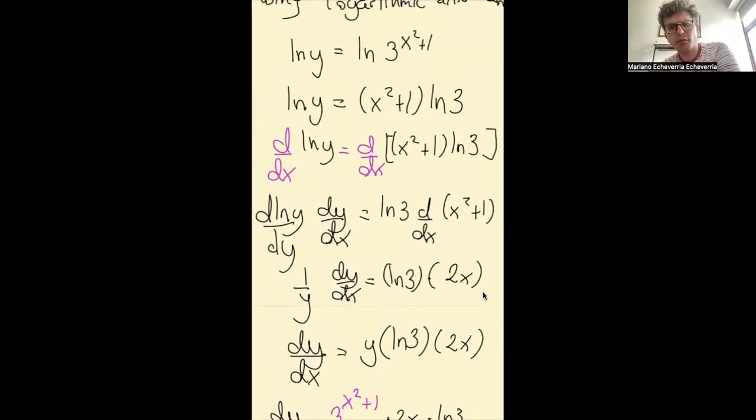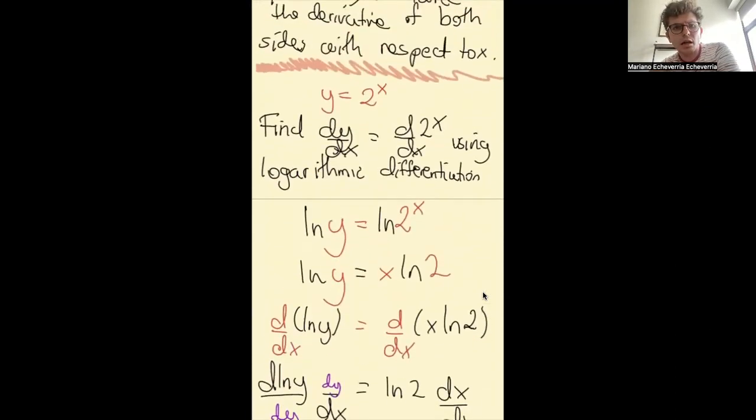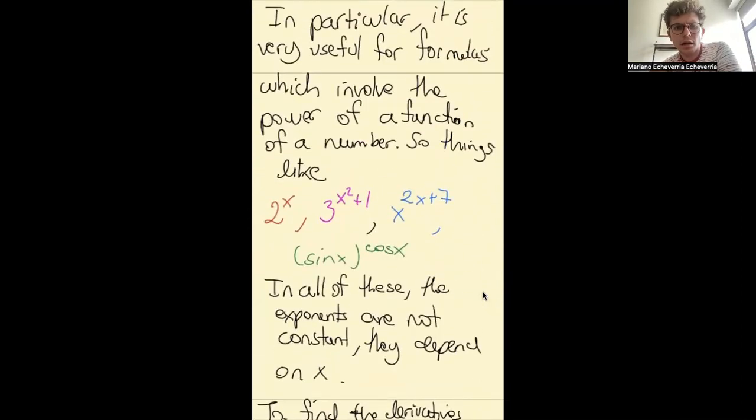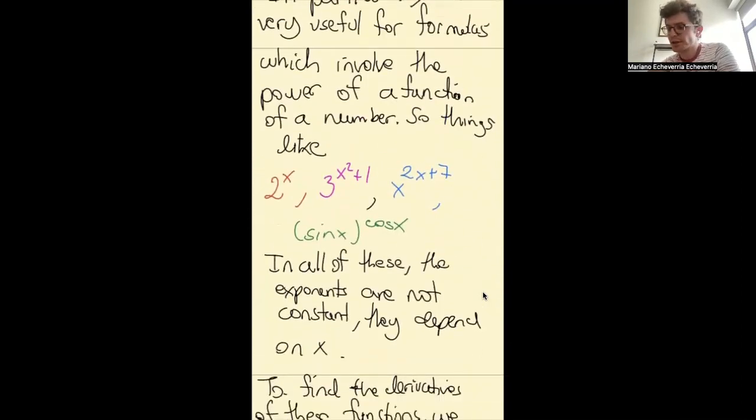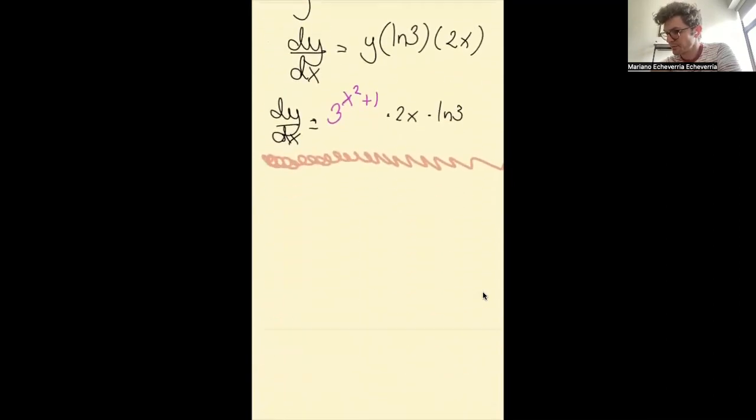Okay, what was the next problem? x to the 2x plus 7. Find the derivative of this using logarithmic differentiation.